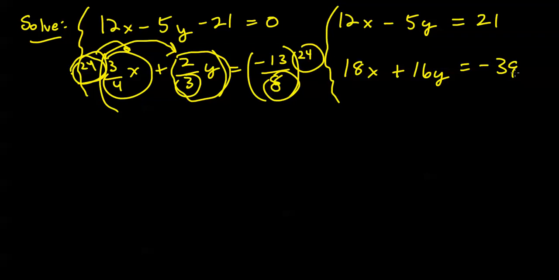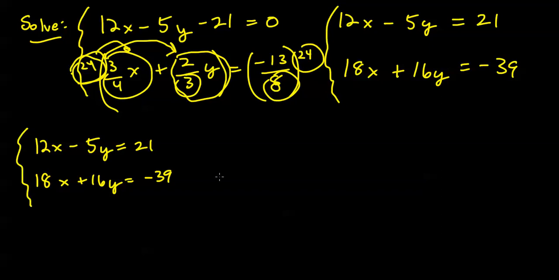Alright, what I'm going to do, well, let me rewrite this now. I want to get this lined up real nice. I'm going to get my resulting 2 by 2 system. That means 2 equations with 2 unknowns. And now 18 is not a multiple of 12 and 16 is not a multiple of 5. So it looks like I'm going to have to do some double surgery here.